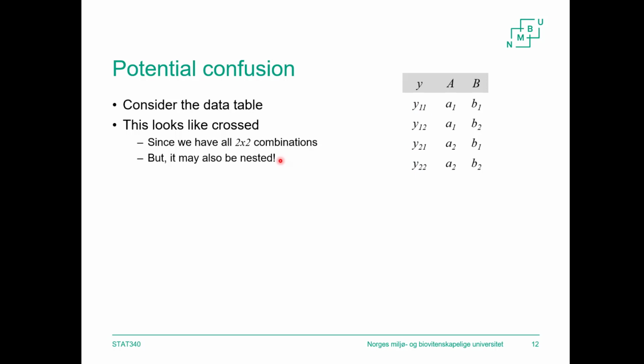But this may also be nested. And the reason is that we sometimes get data which is not very nicely explained in the table. So this is the crossed variant of this data set here. And the model that we fit to the data should look something like this. Here I have random effects, right? A and B, but they could also be fixed.